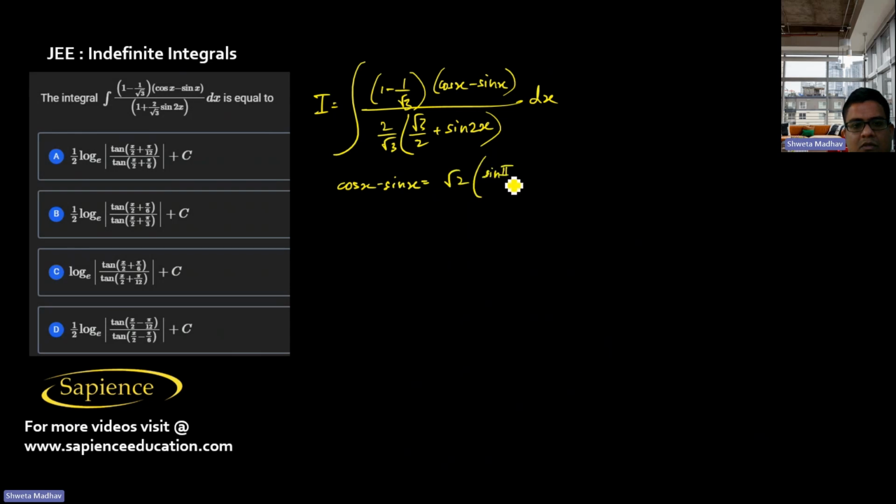sine pi by 4 into cos x minus cos pi by 4 into sin x, since sine pi by 4 and cos pi by 4 is 1 by root 2. So this is sine a cos b minus cos a sin b. So this is sine of a minus b. So it is root 2 sine pi by 4 minus x.